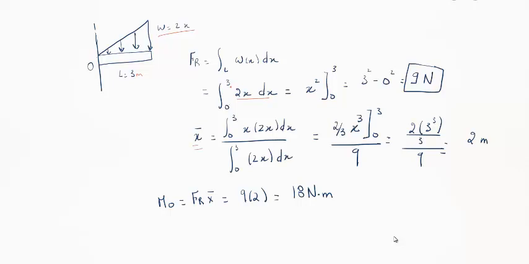And then to get the position x bar, we do the integral from 0 to 3 of x times 2x dx, over the integral from 0 to 3 of 2x dx. Now doing all of that, we get 2 meters. And then finally, we want to know what the moment is about point O. So as we learned, it's just going to be the force times the distance x. This is FR, it's 2 meters away. So we can see that the moment O is just FR times x bar, which is 9 times 2, 18, which is what we have here.